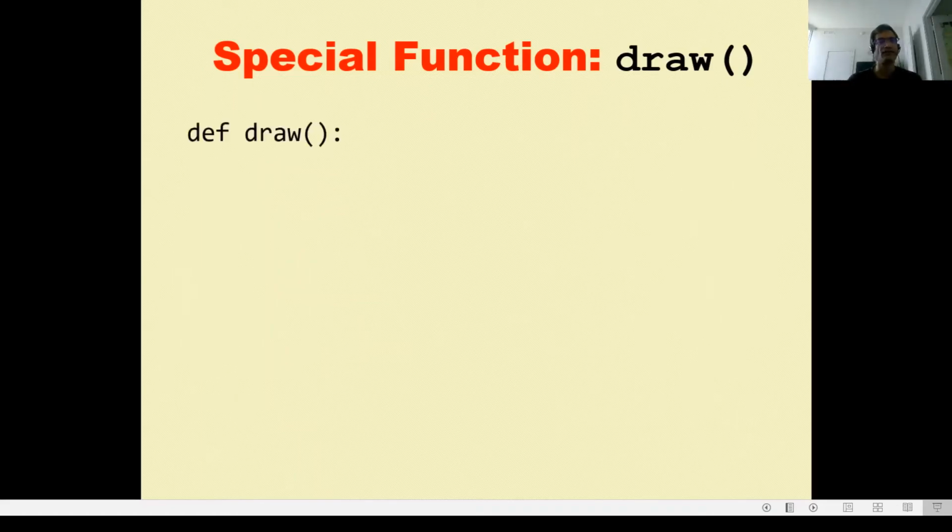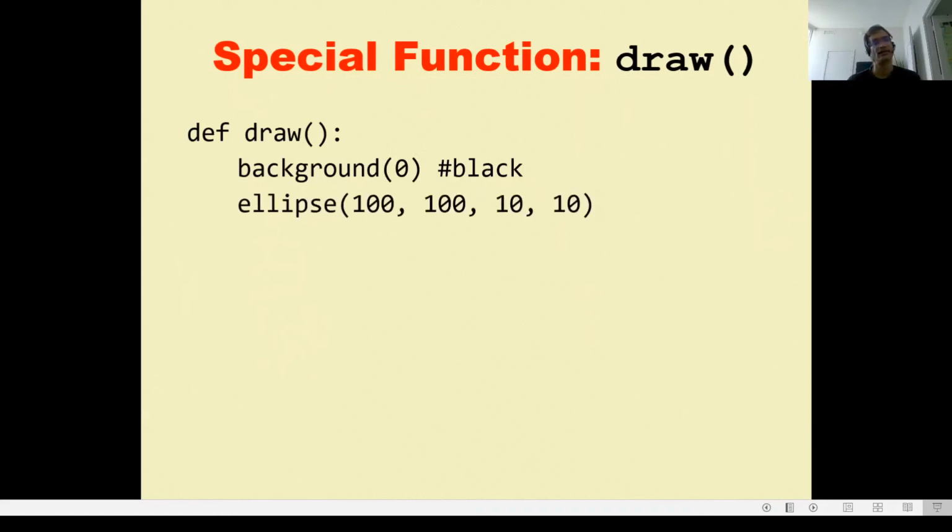Again, we will define draw with def space draw open close parenthesis, put a colon, and then use indentation. Go 4 spaces in. In this case, I'm saying I want to make my background 0, and then I can do anything I like. In this case, I'm saying draw an ellipse at this point 100, 100, of height 10 pixels, width 10 pixels. It's a circle actually because the height and the width are the same. But don't worry about the ellipse part.